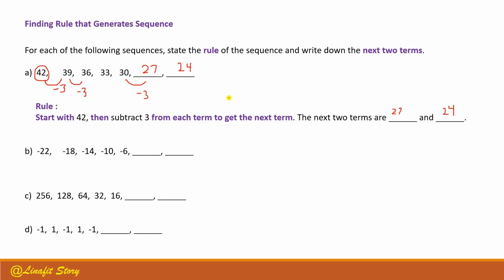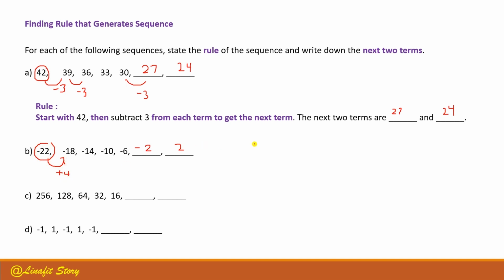Question B. Negative 22, negative 18, negative 14, negative 10, negative 6. The next two terms are negative 2 and 2. So the rule is start with negative 22, then add 4 to each term to get the next term.